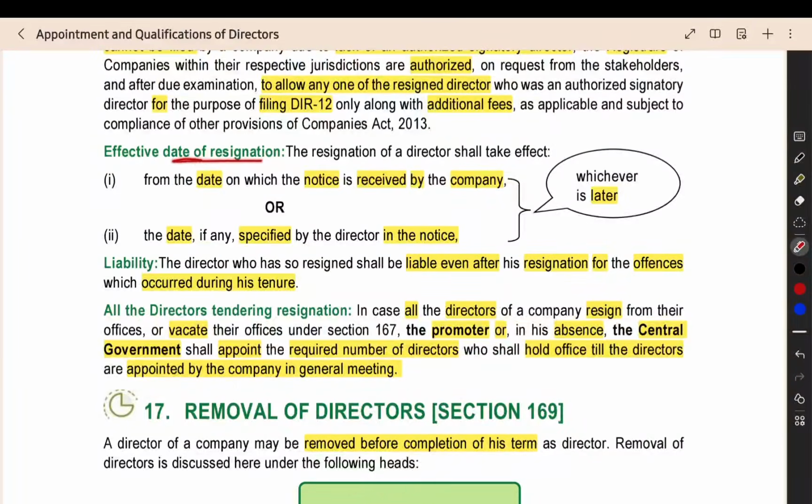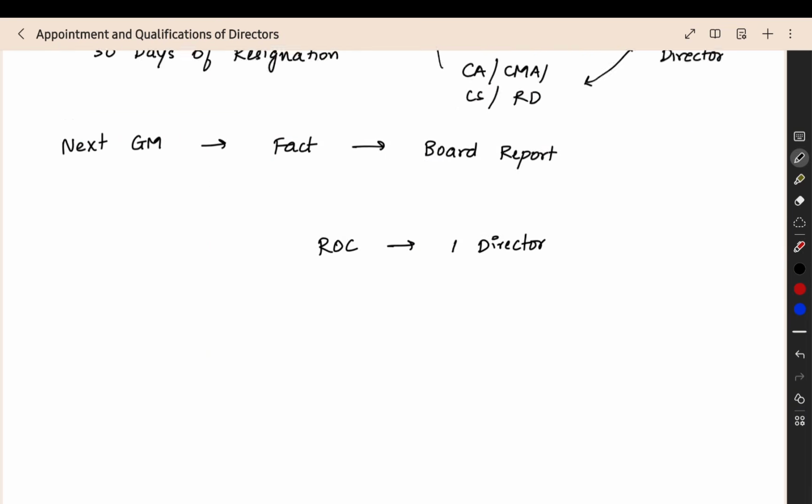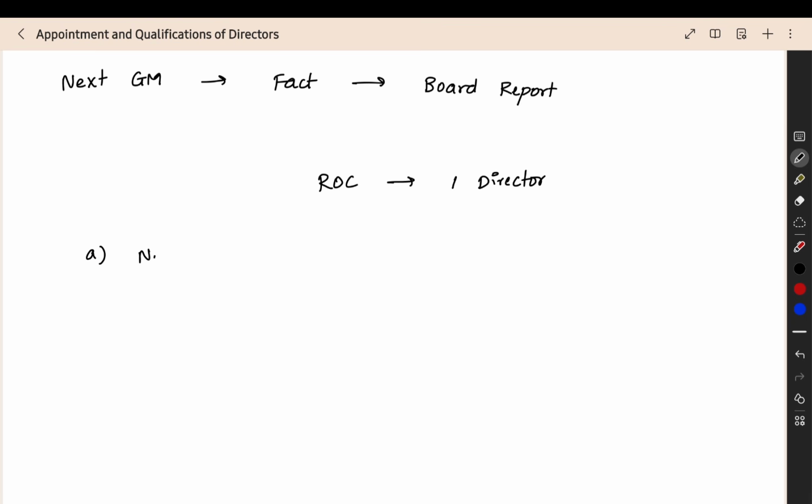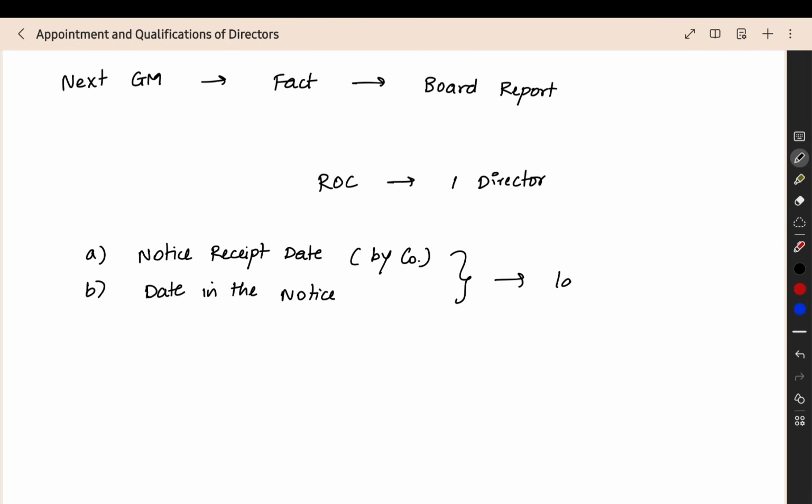And one more thing, the effective date of resignation. When you are resigning, what will be the effective date? The date on which notice is received by the company or the date in the notice, whichever is later. So, notice receipt date: the date on which the company receives the notice. And then the date mentioned in the notice. Whichever is later. So this is the thing.